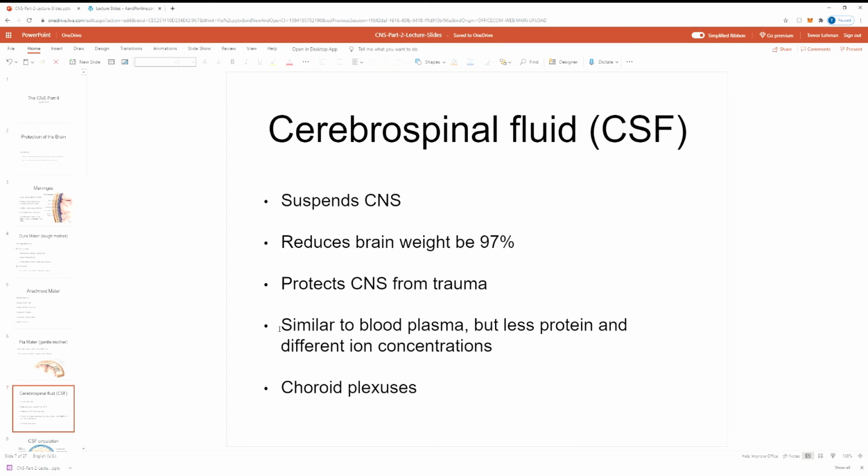You would not want it to have what's called oncotic pressure, which means that it attracts water, because you do not want the pressure to be very high within your cranium. So it's low in protein. It has slightly different ion concentrations to support the function of nervous tissue, but generally speaking, it's similar to blood plasma. It is a blood filtrate, so that makes sense. And blood filtrate, if you're not familiar with that term, it's just something that leaks out of capillaries. In this case, it leaks out of a special type of capillary called the choroid plexus, which is a plexus of capillaries that produce cerebrospinal fluid. And there's choroid plexus located within each ventricle.